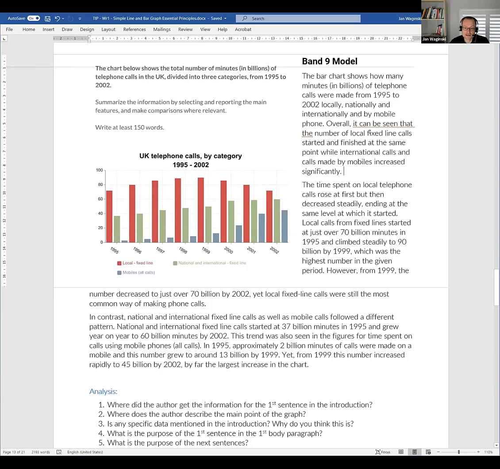The only thing they said, first pattern, local fixed line calls started and finished at the same point. So here, that's the red bar. Starts at around 70, ends at around 70, and then the other types of calls increase significantly. Okay. What's the purpose of the first sentence in the first body paragraph?